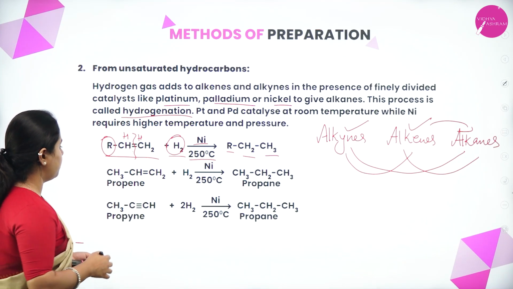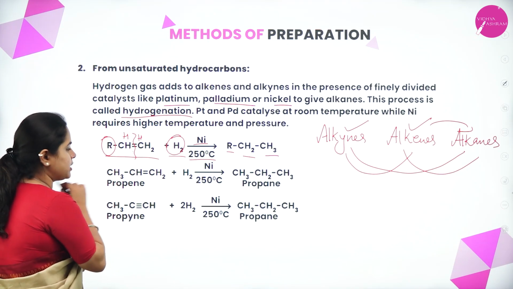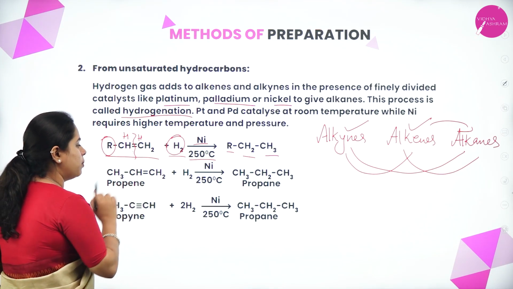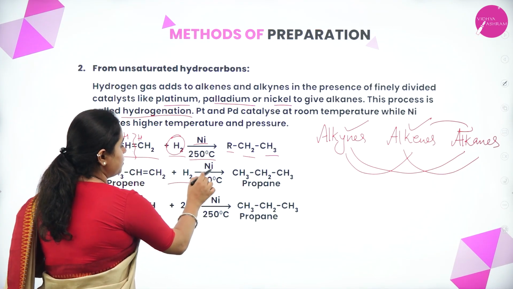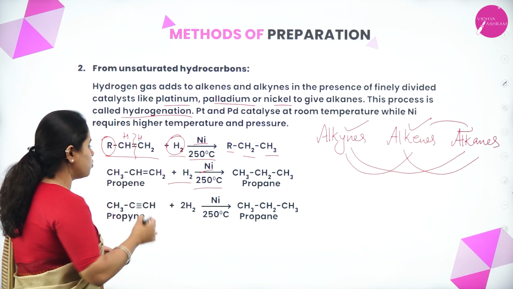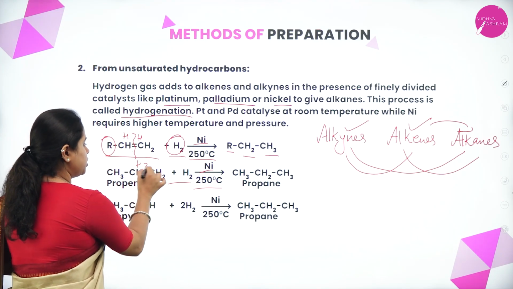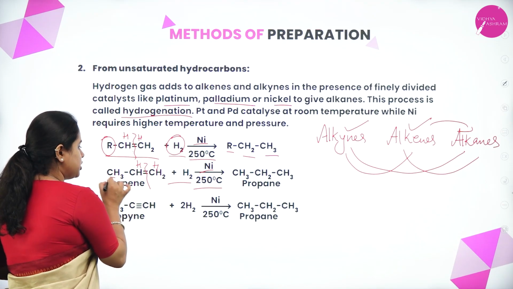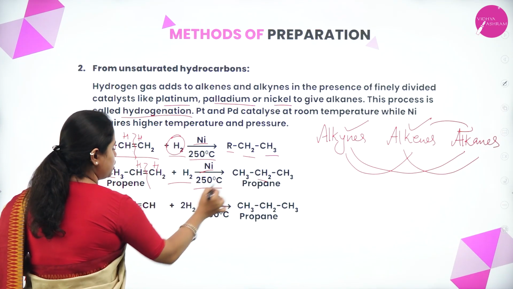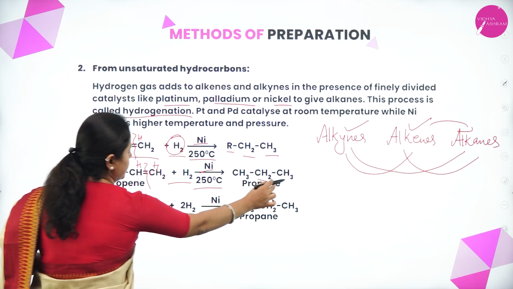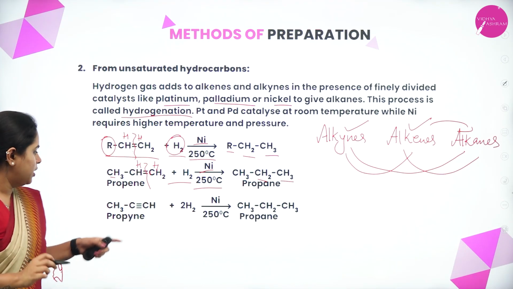Let's take an example of propene. The alkyl group is CH3 here: CH3, CH double bond CH2. Again adding hydrogen in the presence of nickel at 250 degrees Celsius. This bond will break, one hydrogen here, one hydrogen here. You will get CH3, CH2, and one more hydrogen here, CH2, CH3. Got it?